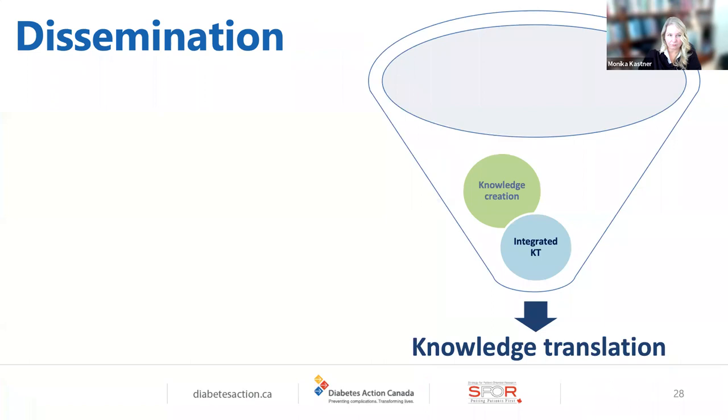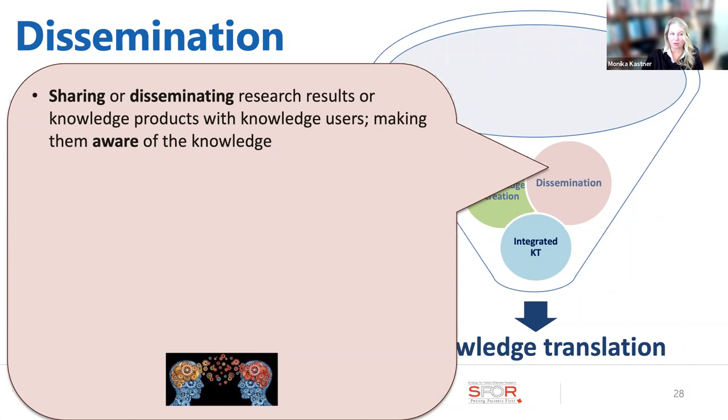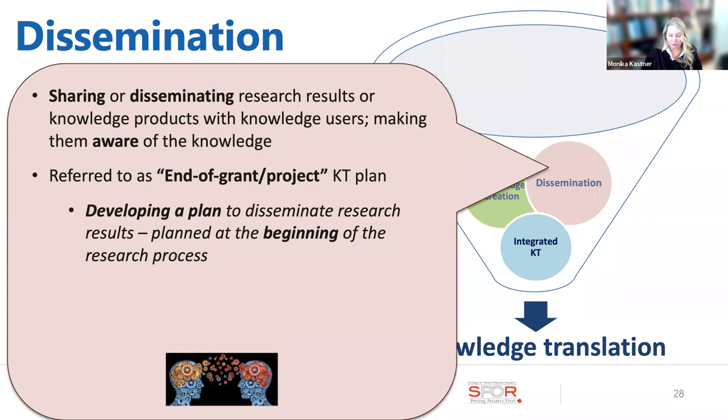So another very important activity that I'm sure a lot of you are familiar with is dissemination. And this is really about sharing or disseminating research results or knowledge products with knowledge users. So making them aware of the knowledge. And so this is what is actually referred to as end of grant or end of project KT plan that I'm sure a lot of you have heard about. And it's really about developing a plan at the very beginning of the research process, and then executing that plan at the end of the project.